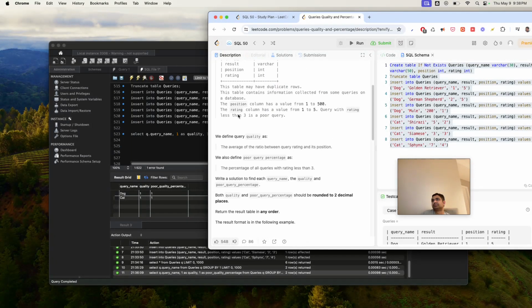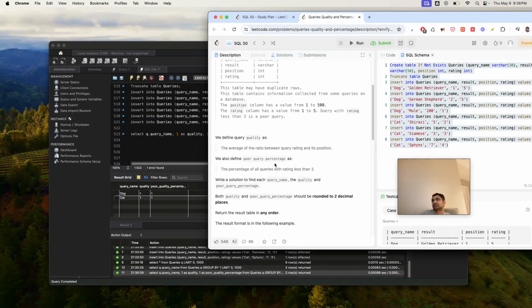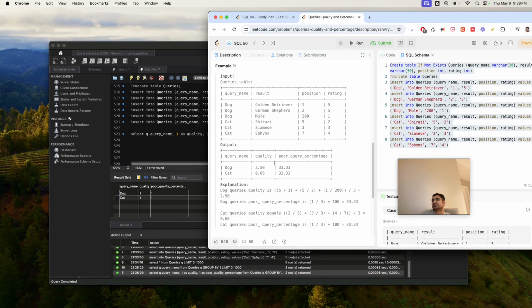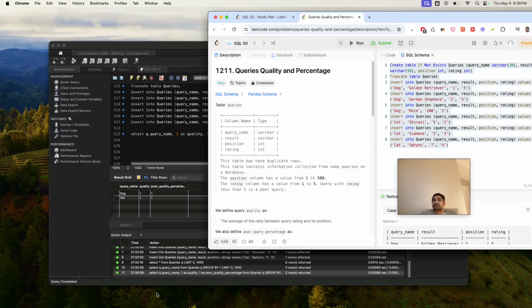We also define poor query percentage as the percentage of all queries with the rating less than 3. Okay, so in this case, you have rating less than 3 and you need to find that percentage. For the dog query less than 3, I have only one. 1 out of 3, that's 33%. And here also the same. That's also what we need to find, so there is a lot of calculation coming in this one.